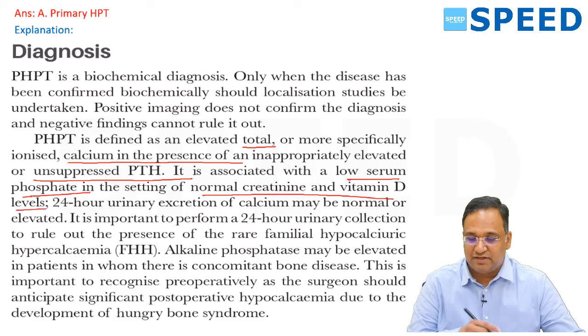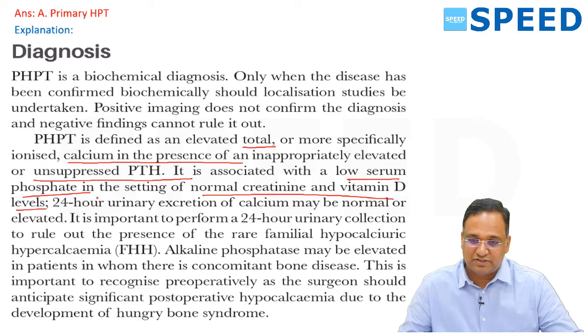Okay, here in the question it is given as normal phosphate, actually it should be hypophosphatemic metabolic acidosis with increased calcium and parathormone. That is a classical picture. Anyway, normal phosphate can also be there. 24-hour urinary excretion of calcium may be normal or elevated. Important to perform 24-hour urinary collection to rule out the presence of rare familial hypocalciuric hypercalcemia, FHH.